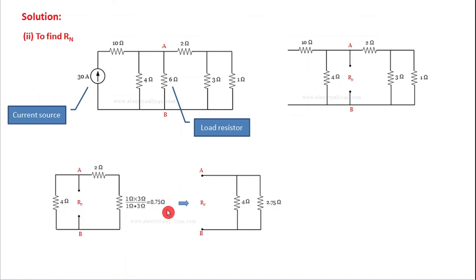So this is again redrawn like this. The 4 ohm resistor is in parallel with 2 plus 0.75, which is 2.75, right? 4 and 2.75 both are in parallel. Now the total resistance can be obtained. Since these are in parallel, the equivalent resistance is 4 into 2.75 divided by 4 plus 2.75, which gives 1.63 ohm. So this is the Norton's resistance.